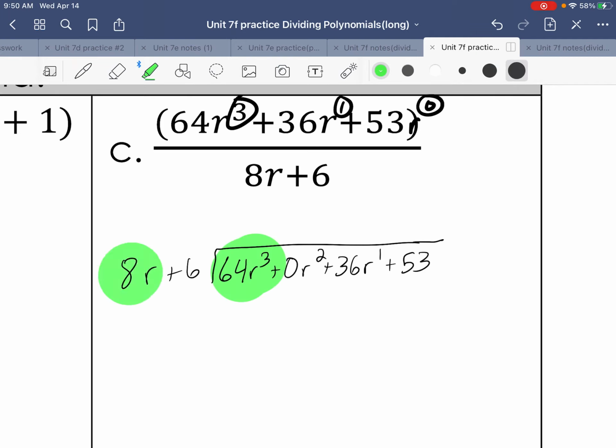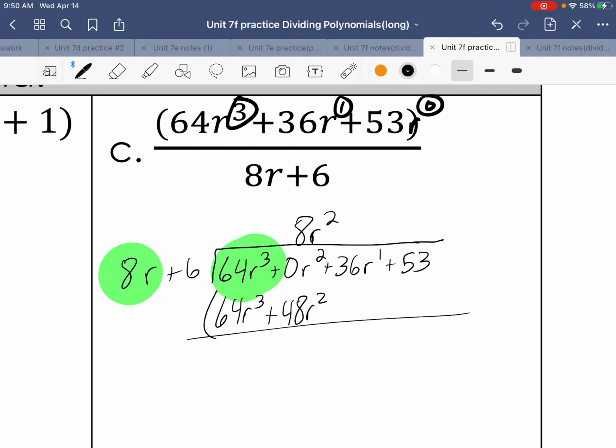First term divided by first term. 64 divided by 8 is 8. R cubed divided by r is r squared. Now multiply back down. So 8r squared times 8r is 64r cubed. 8r squared times 6 is 48r squared. Subtract your first: 64r cubed minus 64r cubed is 0r cubed, which is 0. 0r squared minus 48r squared is a negative 48r squared.